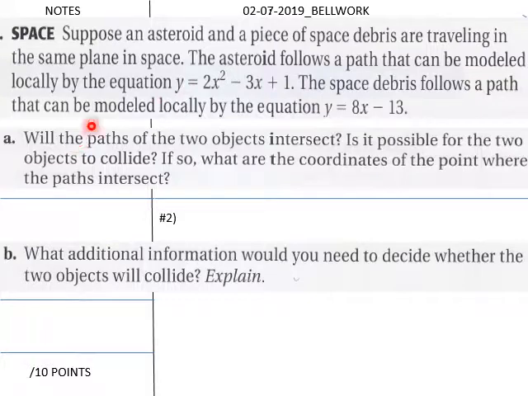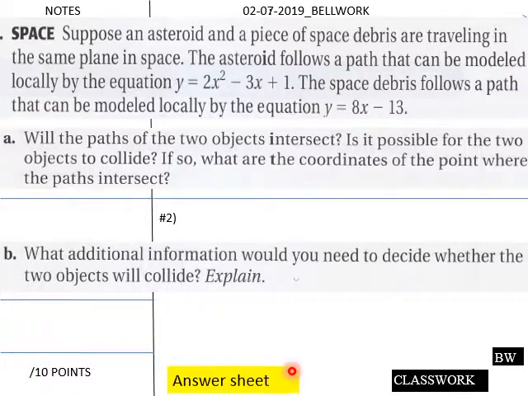Teachers, here's your bell work for today. You've got this quadratic here. Will the paths of these intersect? Students, give your students parts A and B, and have them explain. Give them 6-7 minutes for this bell work.